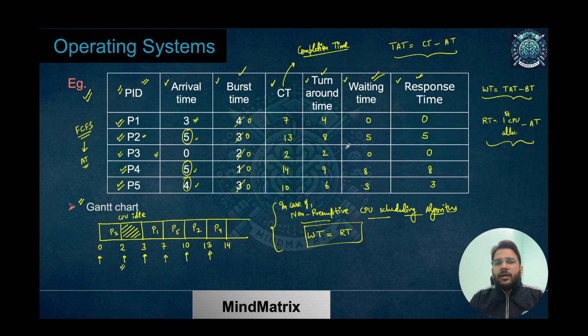Clear? And in the GATE exam, they may ask questions like find out the average turnaround time, average waiting time or average response time, right? So you know how to calculate the average. Just sum all these up and divide it by the number of processes. Similarly, average waiting time will be sum of all divided by the number of processes, and same for the response time as well. Clear? So I hope it is clear how to solve questions based on first come first serve CPU scheduling algorithms, how to schedule the processes and how to find out the respective times, that is turnaround time, waiting time, response time, and average of all these. Clear?